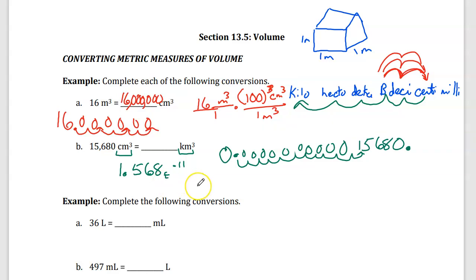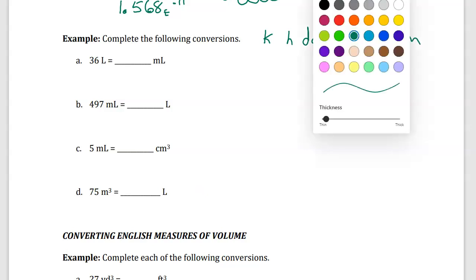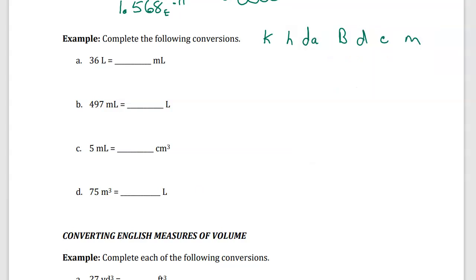So let's practice a couple of these. And again, I would use that conversion of kilo, hecto, deca, and then your base, deci, centi, and then milli. Okay? And so I want to go from liters to milliliters. And so that's 1, 2, 3. So I start out with 36. 1, 2, 3.